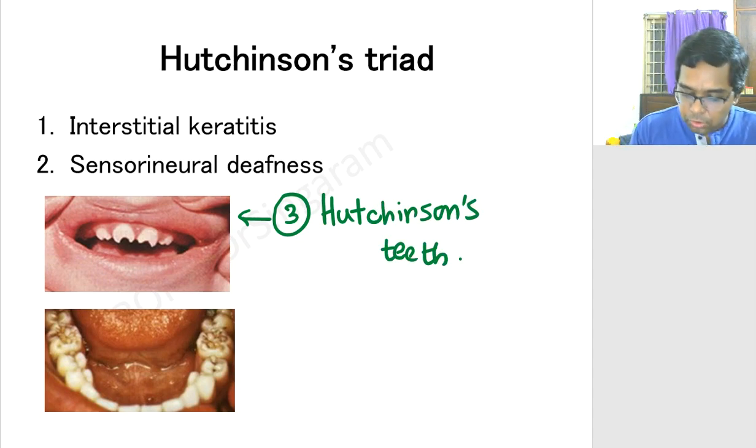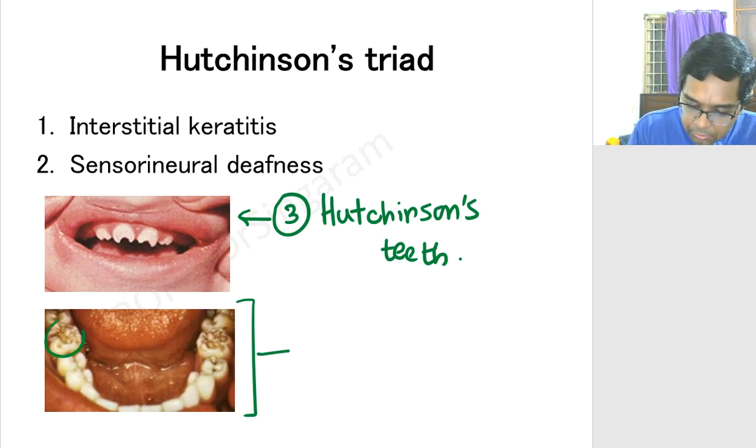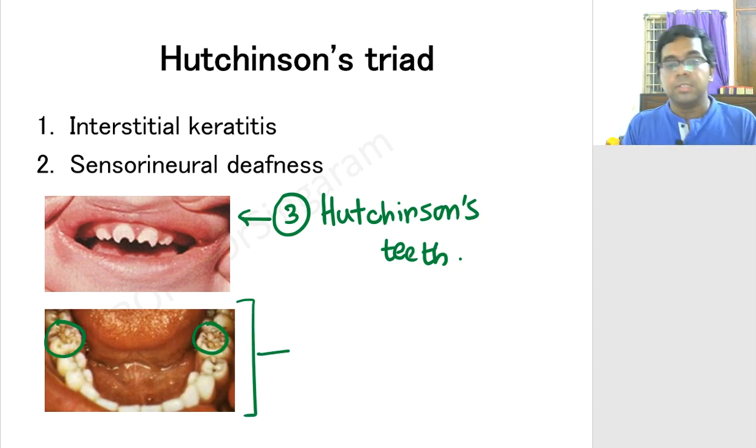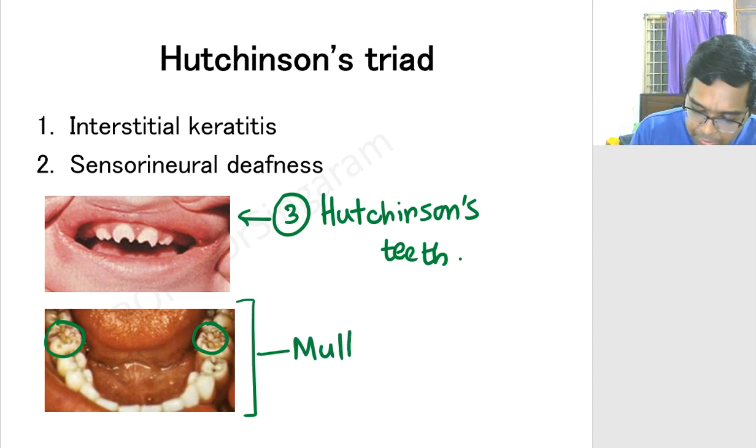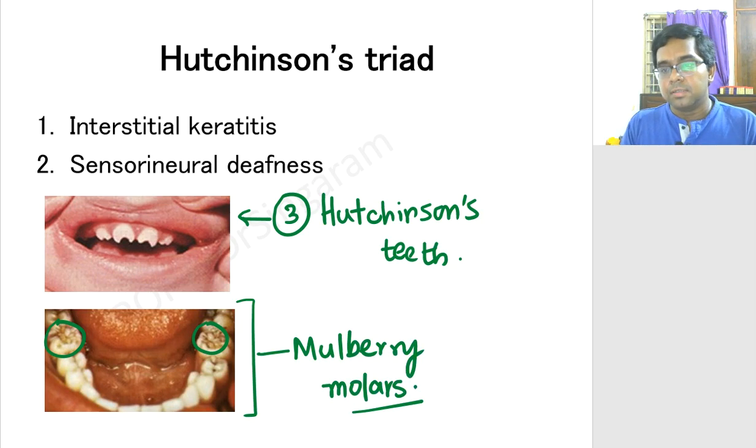Now look at the fourth one, this picture. It is not included in the triad, but it is one of the recognized manifestations of late onset syphilis. Now you can see what is highlighted, you have to look at these two pictures. What are those two areas? It is nothing but the molars, okay, right. The molars are showing a lot of pits or indentations, right. This is what we call a mulberry molar. Please remember, mulberry molar is not included in the Hutchinson triad, but is a manifestation in congenital syphilis that you need to remember.